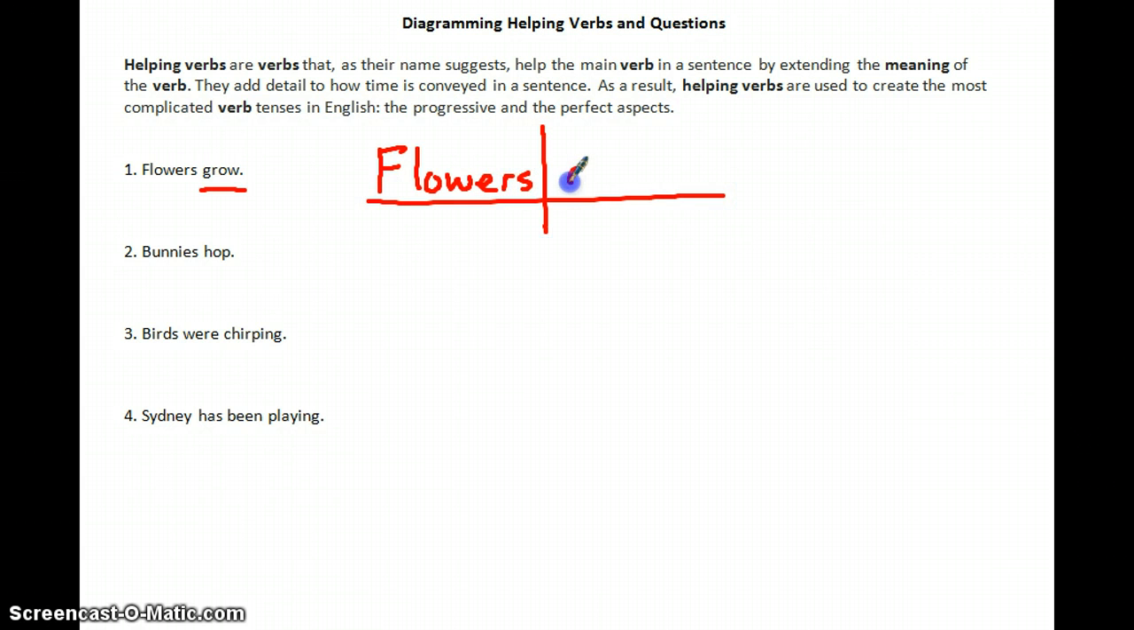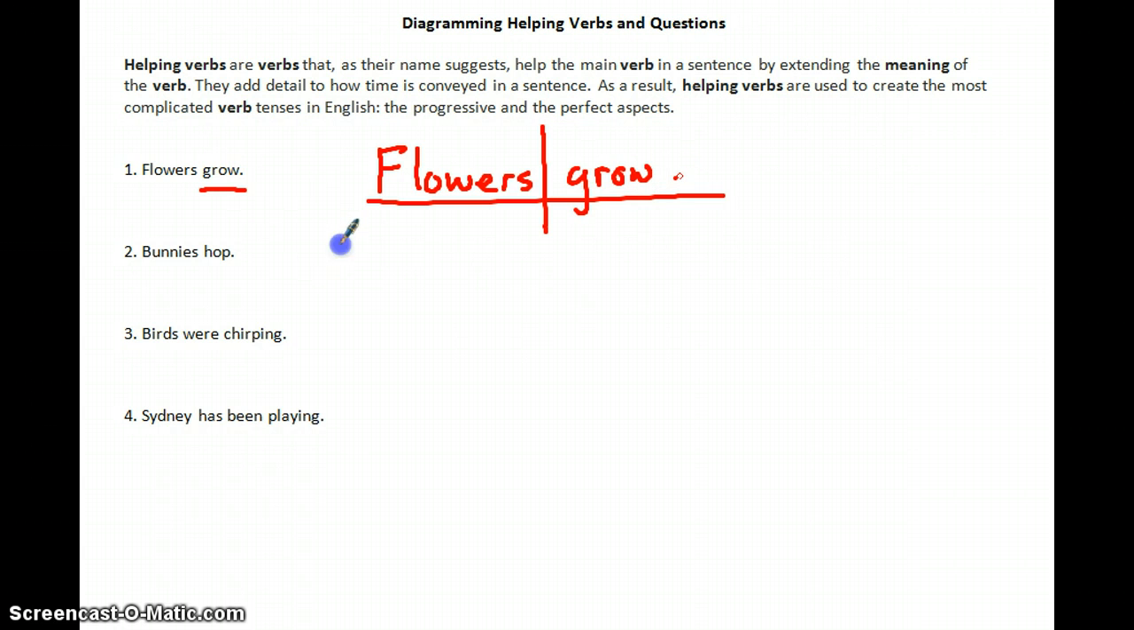The first two sentences we have, number 1 and 2, should provide a review. We can have a main verb. In the first sentence, grow is our main verb, okay? So if you recall how we diagram this, we have a subject, that's what the sentence is about, flowers. And what do they do? They grow. Pretty simple. Same thing with number 2.